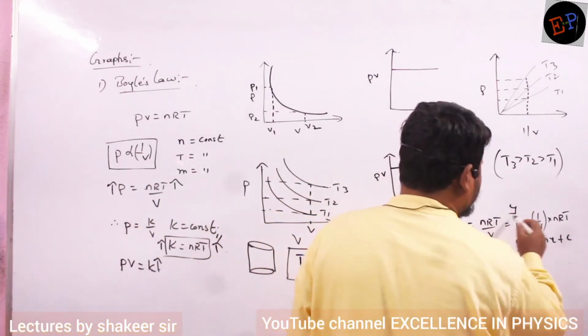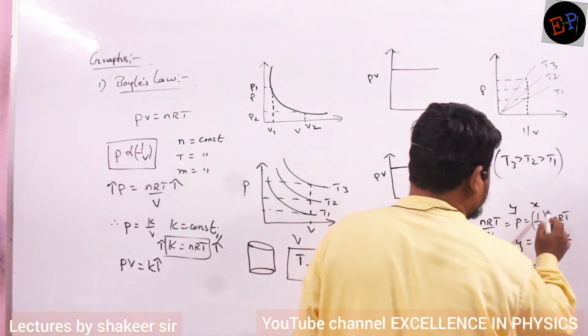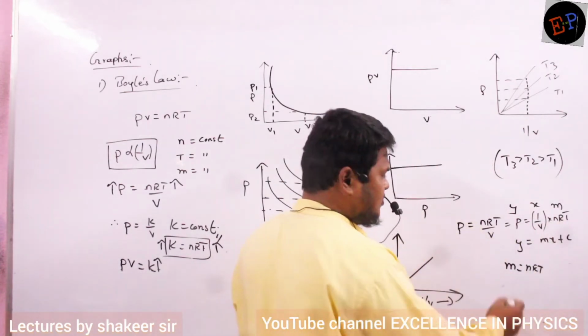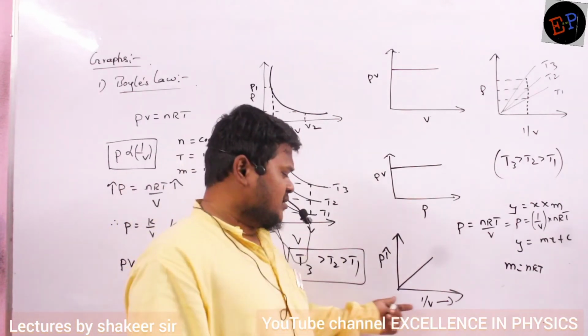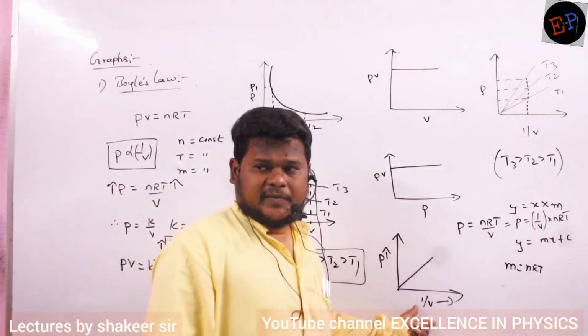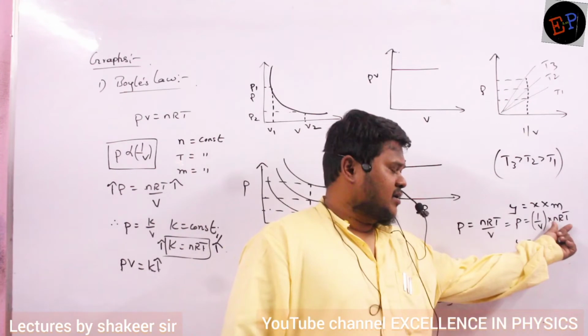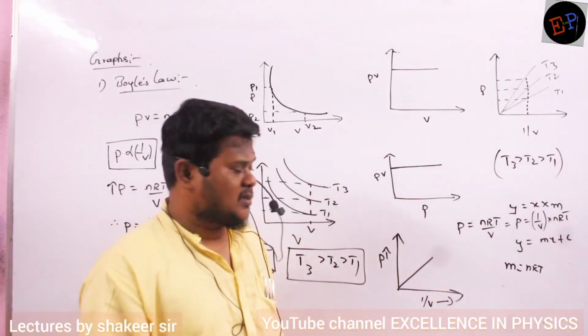This is y, this is x, and this is m. Understood, no? Y is equal to m into x. On the x-axis we are taking 1 by V. Therefore which is the slope? nRT will become the slope. Are you able to understand?